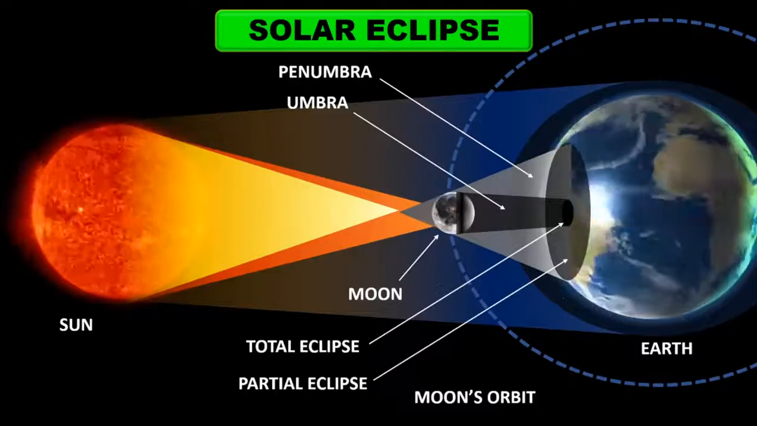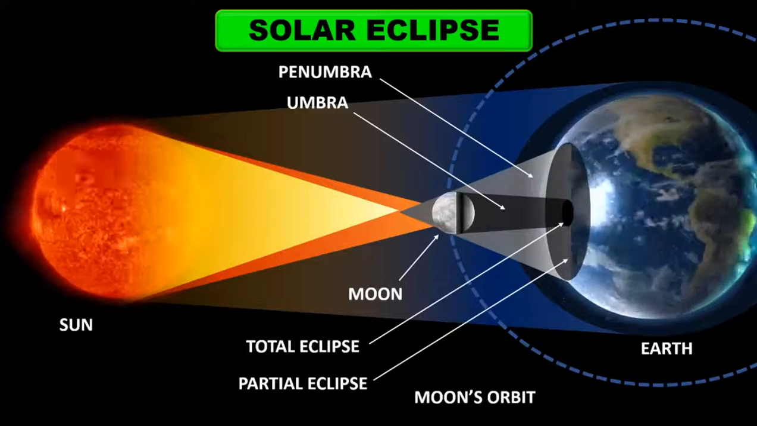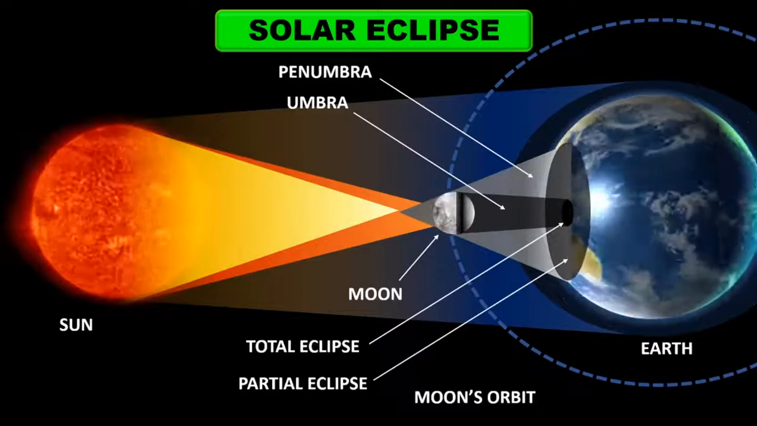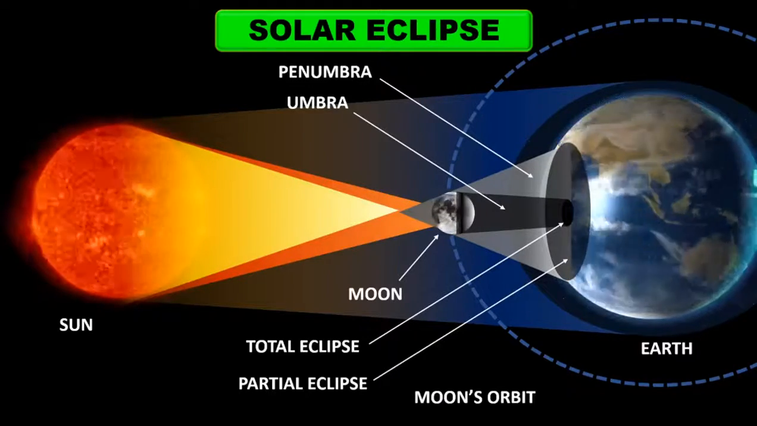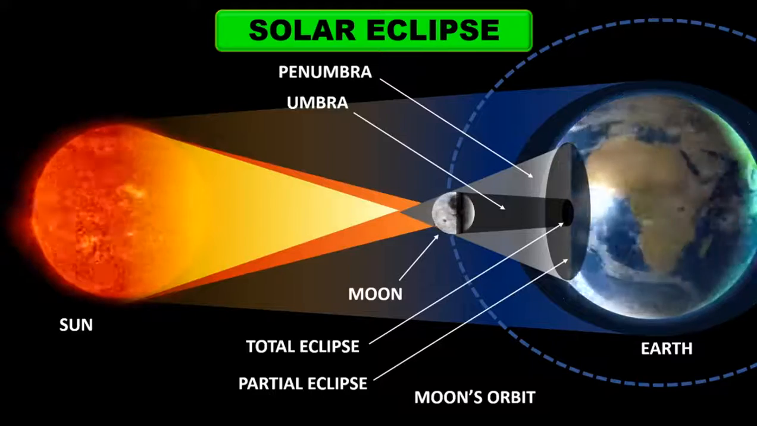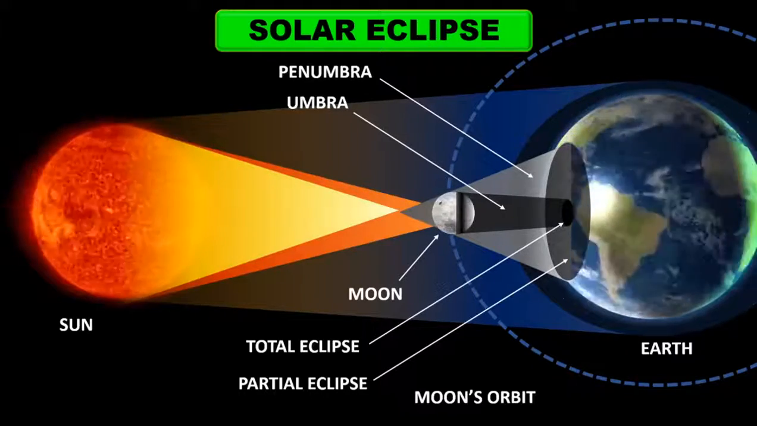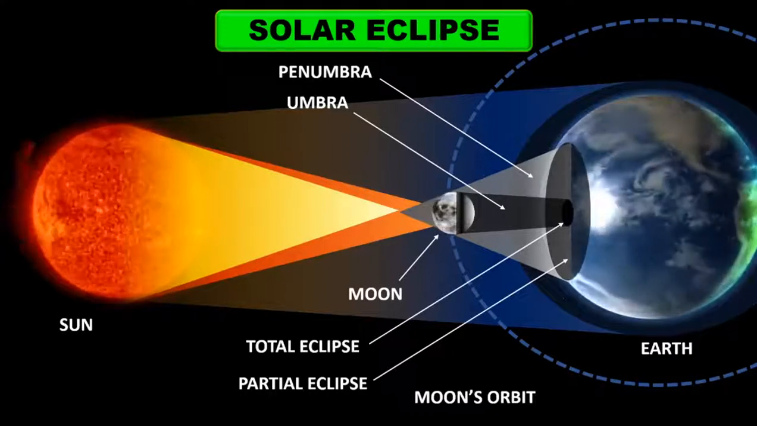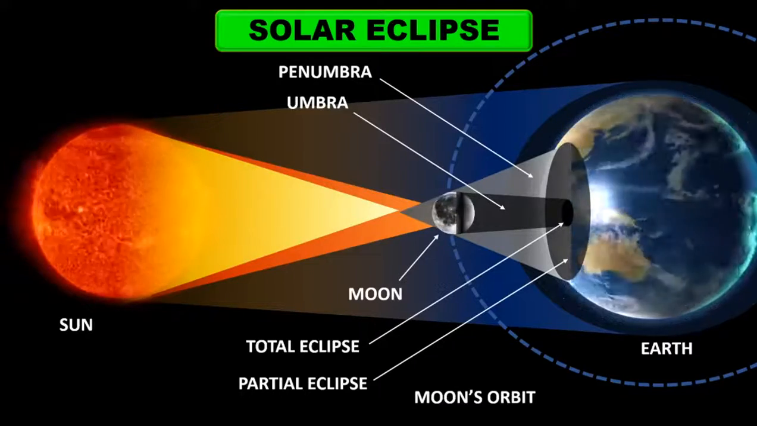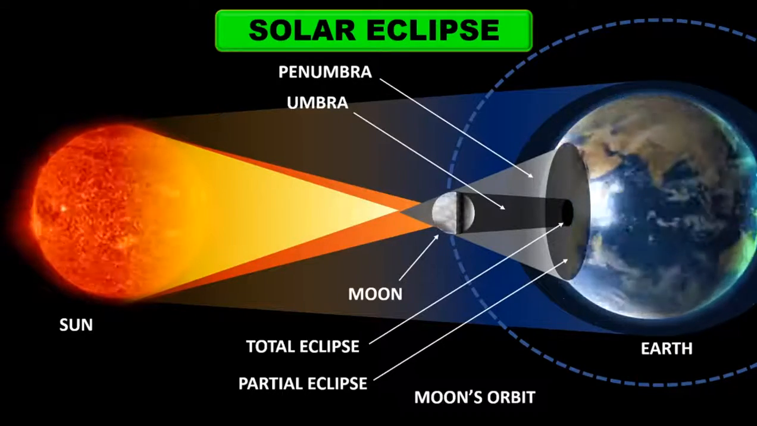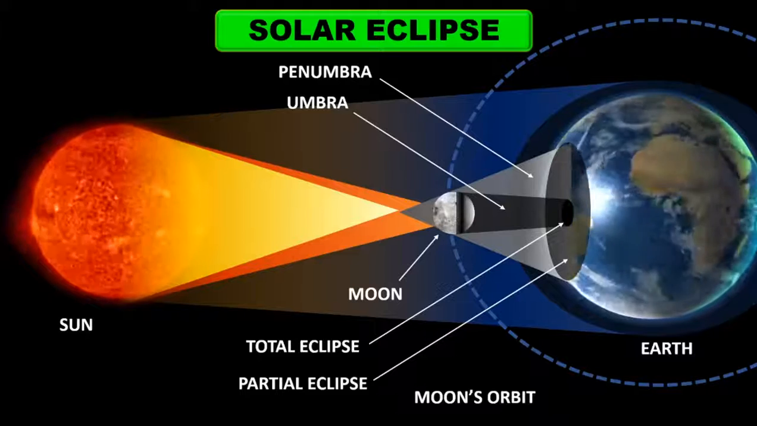There are three types of solar eclipse: total solar eclipse, partial solar eclipse, and annular solar eclipse. We are going to learn about each of them in detail.